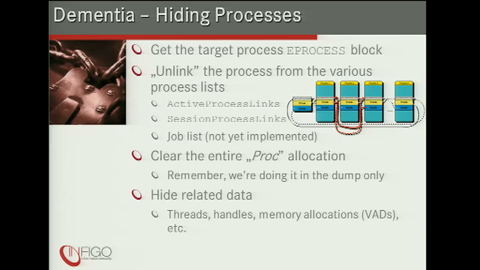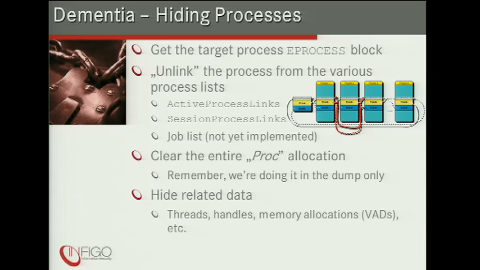Okay, so now we have everything. We have our hook, we know that a memory dump is being created, and we know all the offsets and all necessary details, and we can start hiding some stuff. Regarding the process hiding, we first get our target process EPROCESS block and unlink the process from various process lists. For example, we unlink it from the active process list. By unlinking, I mean just rearranging the next and previous pointers. We also delete the process from the session process links.